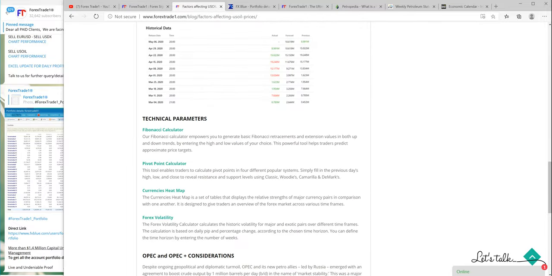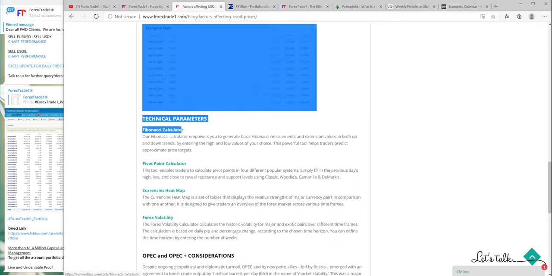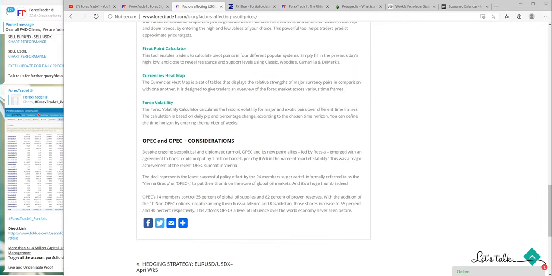Apart from that, we consider technical parameters like Fibonacci, pivot point calculator, currency heat map, and Forex volatility. These are the different technical parameters that we take into consideration while generating US oil signals.